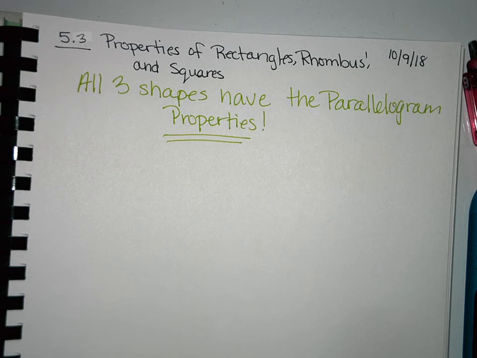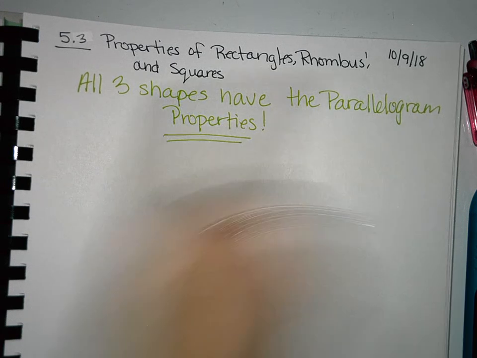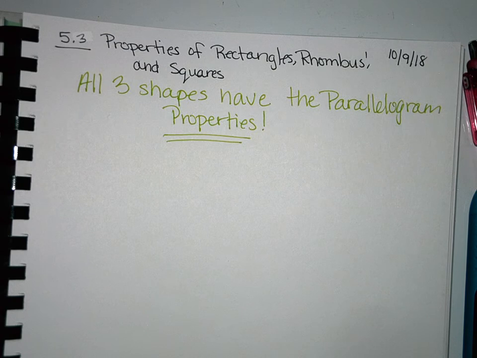The diagonals bisect each other. Opposite sides are congruent. Opposite angles are congruent. That's one of the ways we prove them, but its consecutive angles are supplementary. Okay, so those four properties will also apply in all three shapes. I'm not going to rewrite all four. Just make sure you remember that all three of these will have those same four properties.